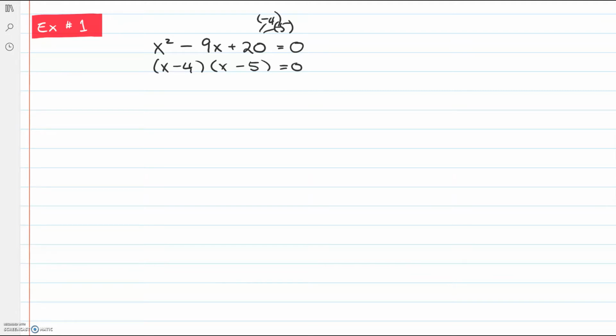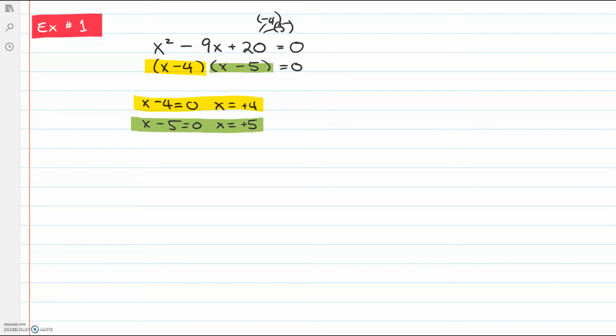Using the same logic we did earlier, in order for x minus 4 to equal 0, x has to equal positive 4. And in order for x minus 5 to equal 0, x has to equal positive 5. So we can sum it up to say that in x squared minus 9x plus 20 equals 0, x equals 4 or x equals 5. In other words, x equals 4, 5.